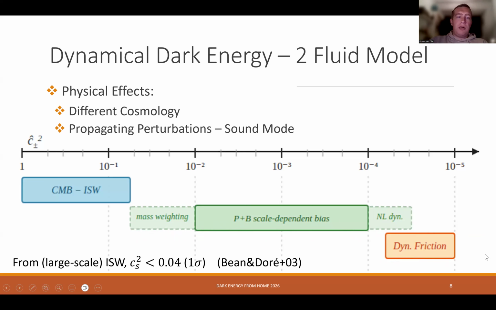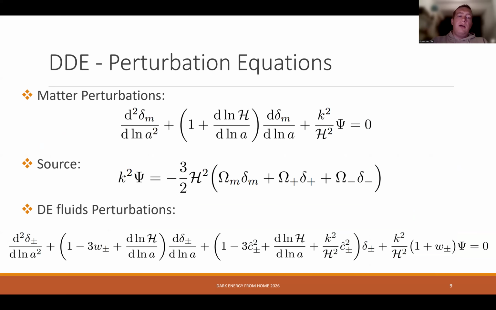So to emphasize once more, apart from a different cosmology, because we have two fluids now instead of one, also the propagating perturbations may act as a sound mode, and as such result in scale-dependent cosmological growth, and also may act as a gravitational drag force on dark matter halos. So let's first start with the scale-dependent growth.